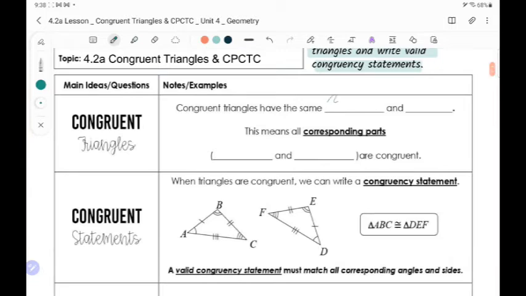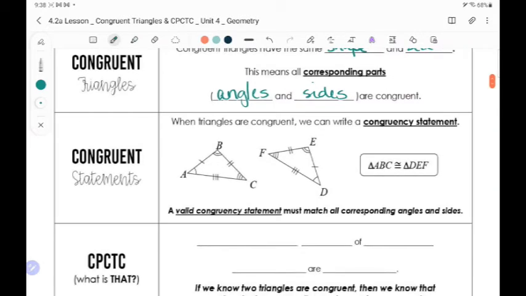Congruent triangles have the same shape and size. This means all corresponding parts, angles, and sides are congruent. So they have the same shape and size, meaning that all of the angles and all the sides are congruent to a corresponding part in another triangle. It's not an equilateral or equiangular triangle where all the parts of one triangle are equal. It means that there are corresponding parts of two triangles that are the same to each other.